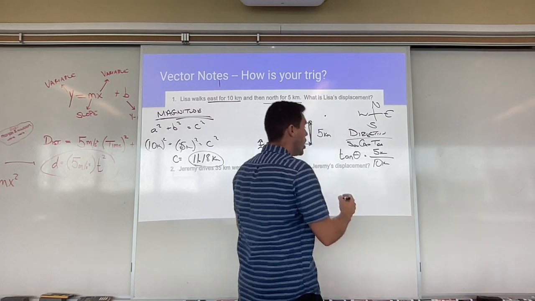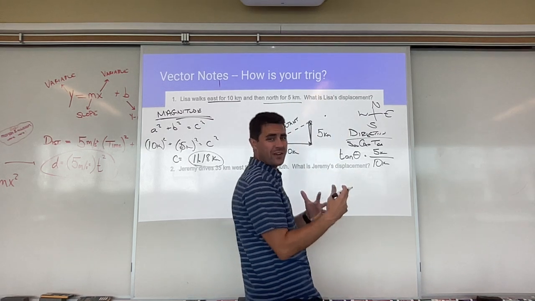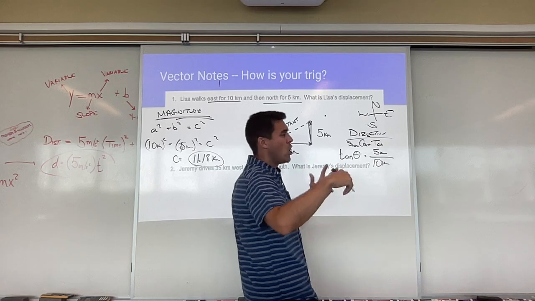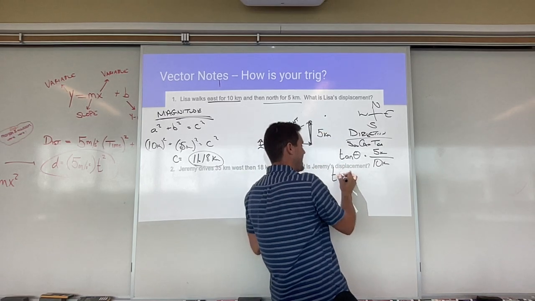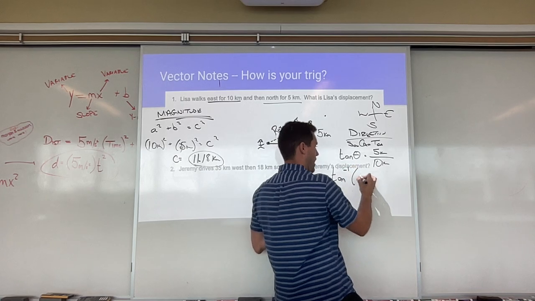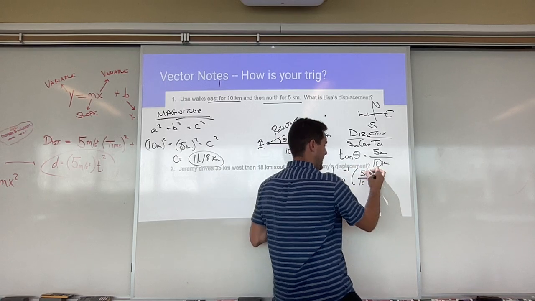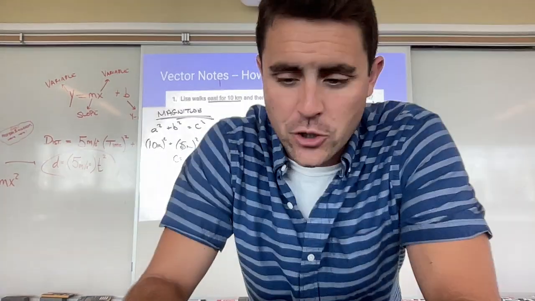Now, in order to undo something like a trig function, we have to take the inverse of it. I'm not dividing by tangent or taking the tangent root of it. I'm going to take the inverse tangent, meaning tan inverse of 5/10 kilometers will tell me the angle. How do you find inverse tangent?